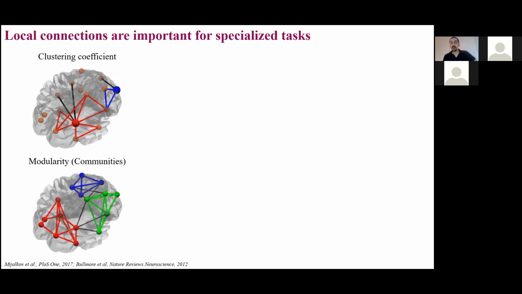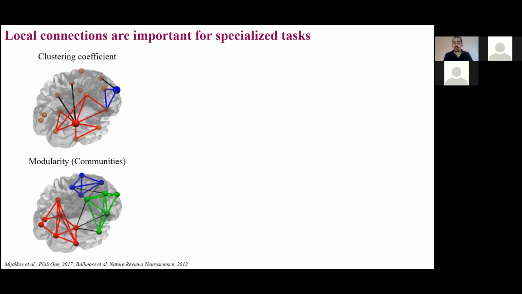If you remember, the clustering coefficient measures the number of triangles, or the fraction of closed triangles, that exist around the node. In the sketch on the left, you can see, for example, that the red node has a higher clustering coefficient, while the blue node has a low clustering coefficient when compared to the red one. And also the modularity, or the community structure of a given network, is that you look for a set of nodes that are very densely connected with each other. However, they have very few connections between different communities.